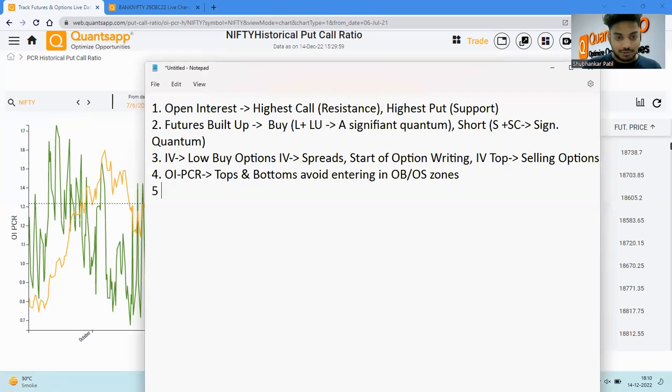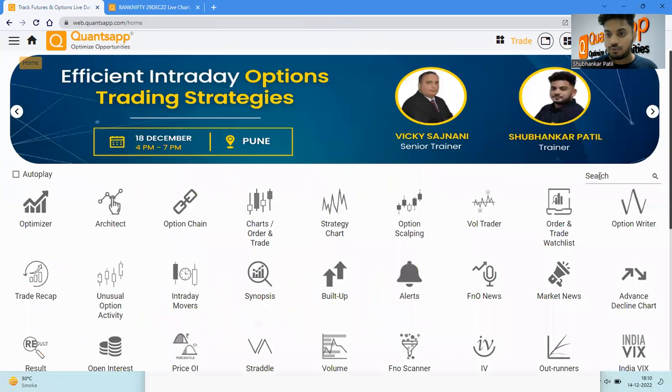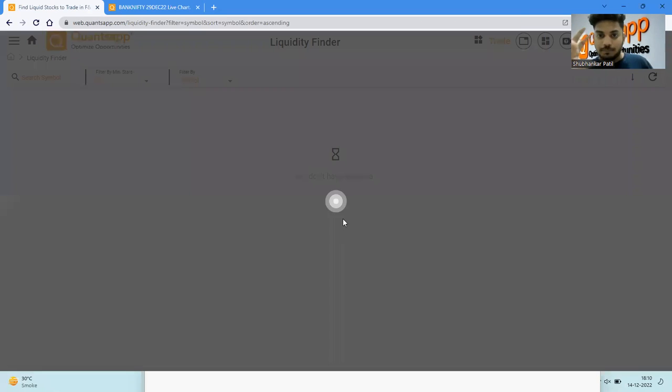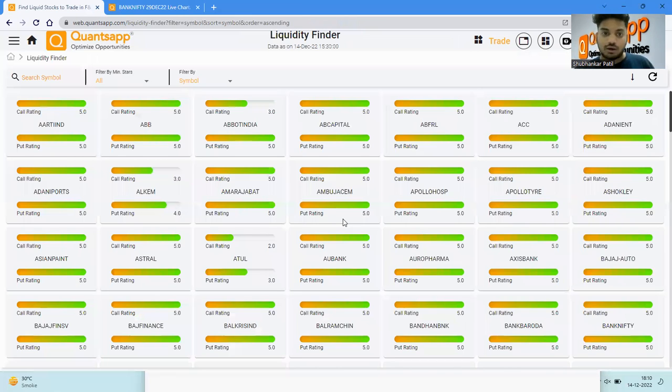The last thing is, you all might be knowing it, but still you don't use it: liquidity. Whenever you are trading in options, specifically stock options, always check if the stock options are liquid. One of the ways of doing it is the liquidity finder tool in the application. Over here, the tool will rank whether the call options are liquid and whether the put options are liquid. So in this stock, the call is not liquid, but the put option is decently liquid. So you can basically filter it out as well.